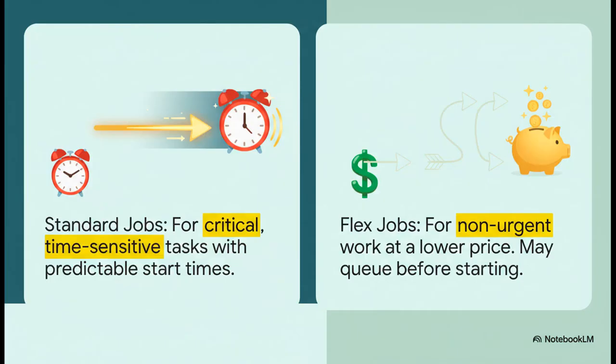Right out of the gate, you have a huge choice to make: standard versus flex jobs. Standard is your go-to for those critical jobs that have to start right now. But flex is your secret weapon. It's a significantly cheaper option for any work that isn't super time-sensitive. Now, what's the catch? Well, flex jobs might have to wait in a queue for a bit. But just by classifying your jobs based on urgency, you can pull one of the biggest cost-saving levers there is.